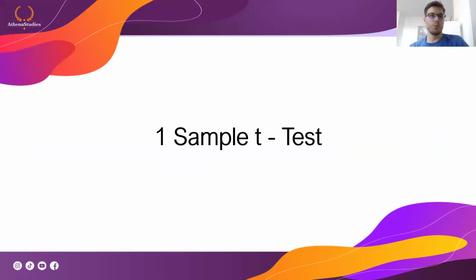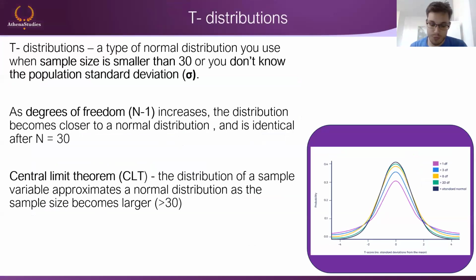All right. So what are t-distributions? It's a type of normal distribution. If we remember, we discussed normal distributions in the previous course. The t-distribution is a specific type of normal distribution you use when the sample size is smaller than 30 or you don't know the population standard deviation.